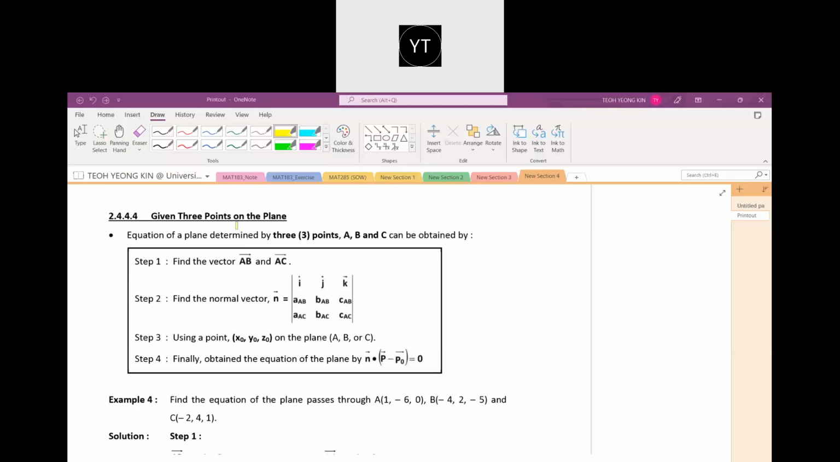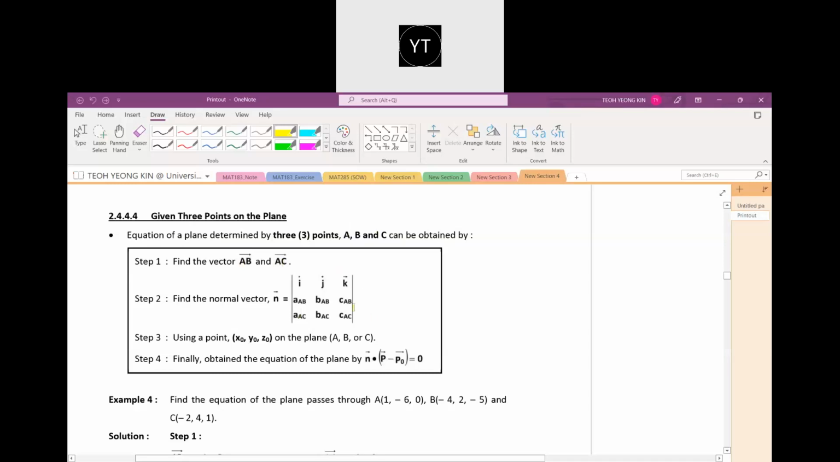So here is the last scenario, which is given 3 points on the plane. The equation of a plane determined by 3 points A, B, C on the plane can be obtained as follows. First, we find the vectors AB and AC. Why do we have to find the vectors AB and AC? Because in order to find the normal vector, we need two different vectors. So from these 3 points, we can find AB and AC.